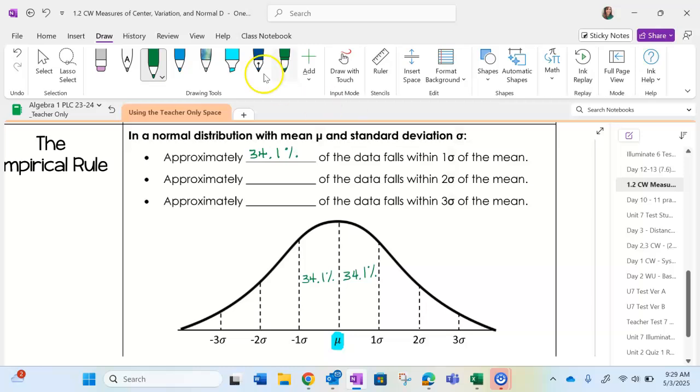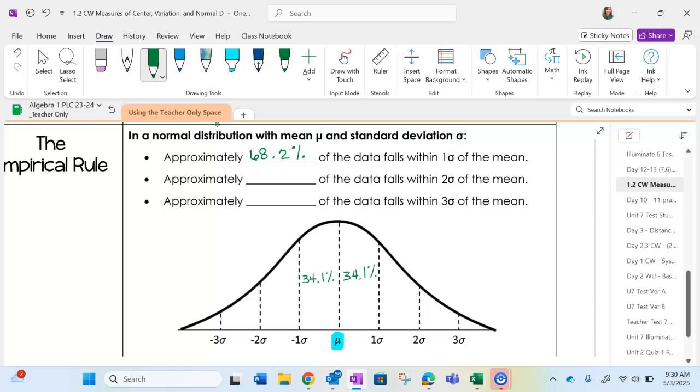Actually, within 1 standard deviation, back up, don't write this, because 1 standard deviation is on both sides, and if we add these two together, it is 68.2%. Of all the data falls within 1 standard deviation of the mean.